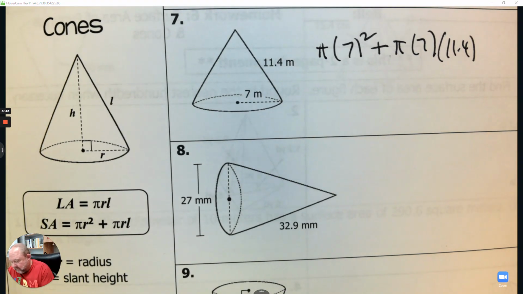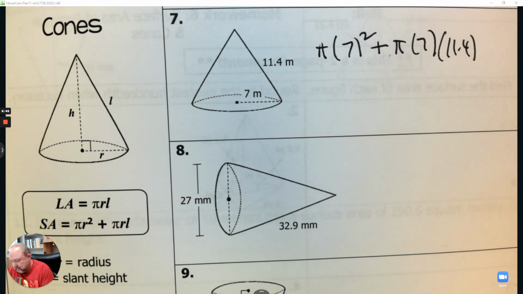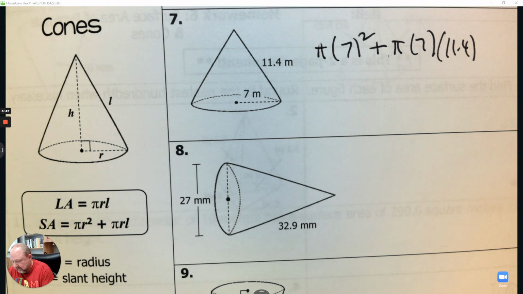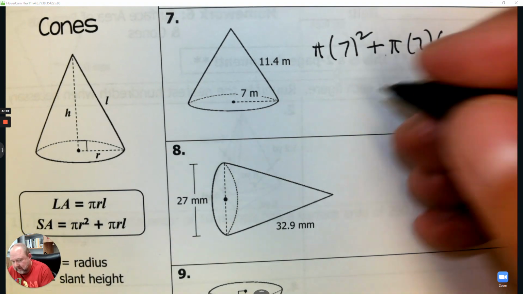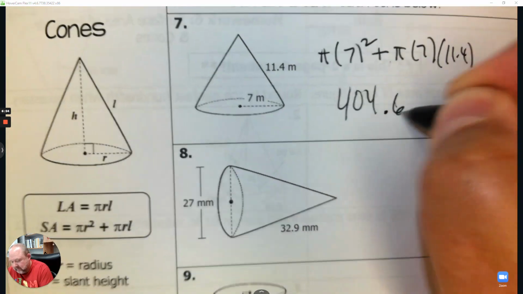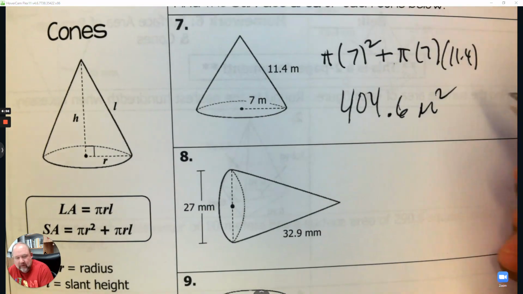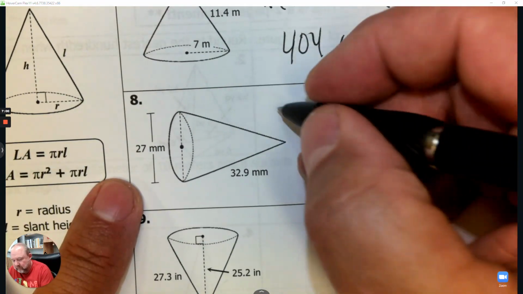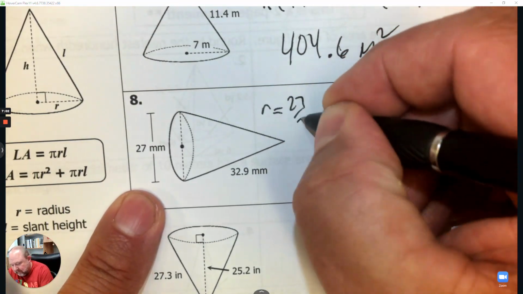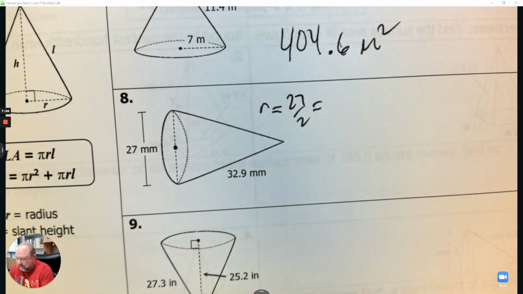So I'm going to go pi 7 squared plus pi 7 times 11.4. I get 404.6, and that's meters squared. All right, we got a cone here on the side. So the radius is going to be 27 divided by 2. I need that number.